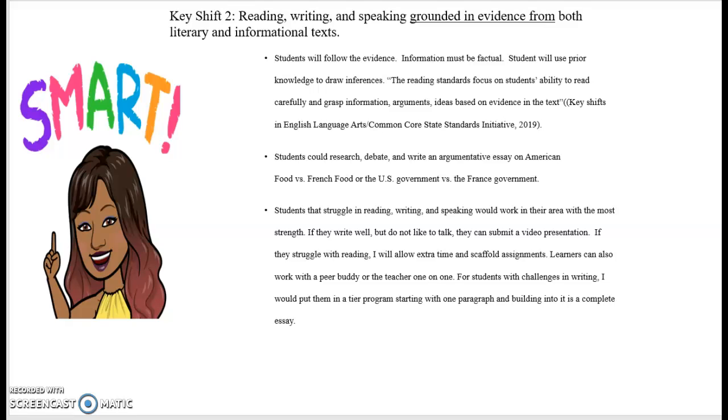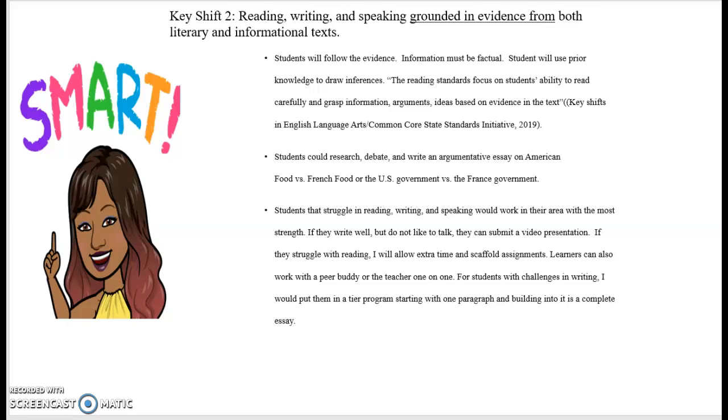Students could research, debate, and write an argumentative essay on America's food versus French food, or the U.S. government versus France's government. Students that struggle with reading, writing, and speaking will work in their area of strength. If they write well but don't like to speak, they can submit a video presentation. If they struggle with reading, I would also allow them extra time, scaffold a document, or let them work with a peer buddy.